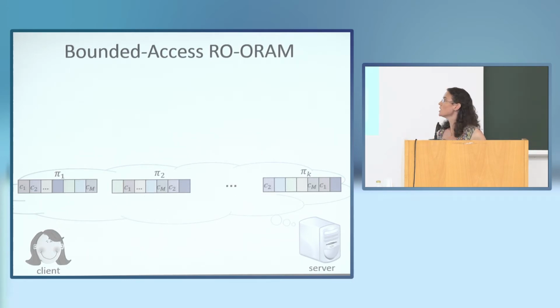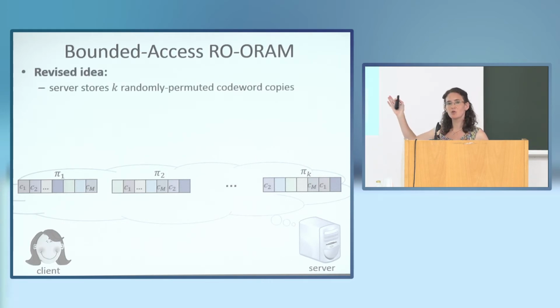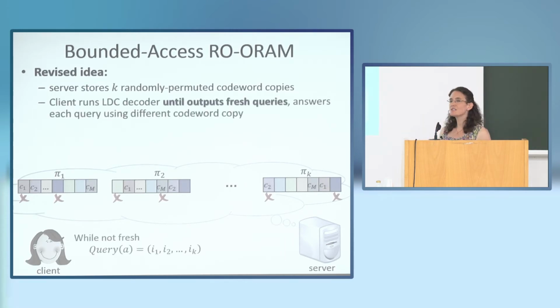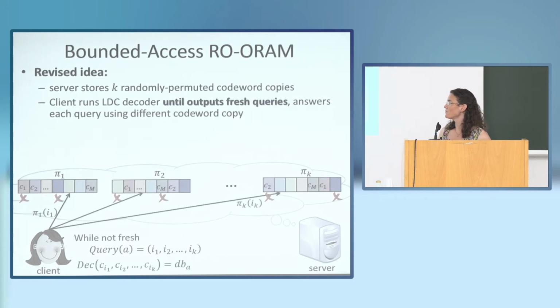Okay, so this gives us a way of revising the idea to make sure that queries are always fresh. So as before, we're going to store these k code word copies permuted. We're also going to store for each location and each copy whether it's fresh or not, whether we've accessed it or not. Now the client is only going to make fresh queries. So you run the decoder, maybe you get a query that you've already queried before. So the first query you've queried to the first code word copy. Okay, run again. Maybe again you've hit, now the second query, you made it to the second copy. Okay, run again until you get a fresh set of queries. And then you can make these queries as before, get the response, and decode.